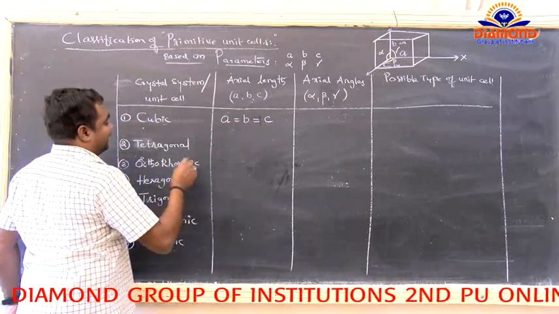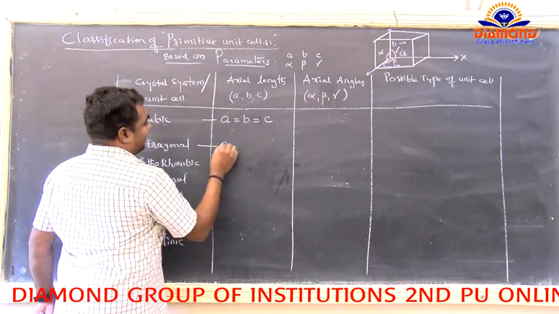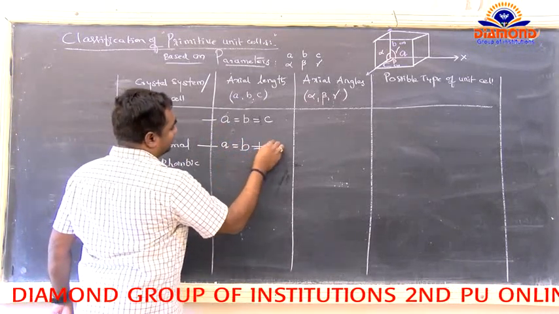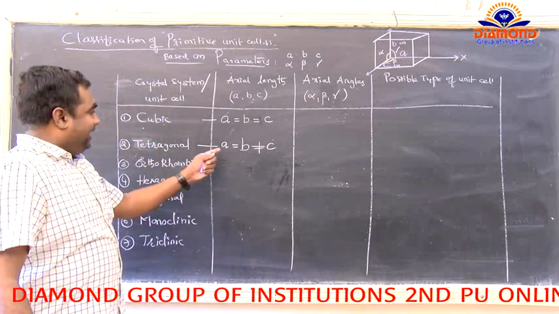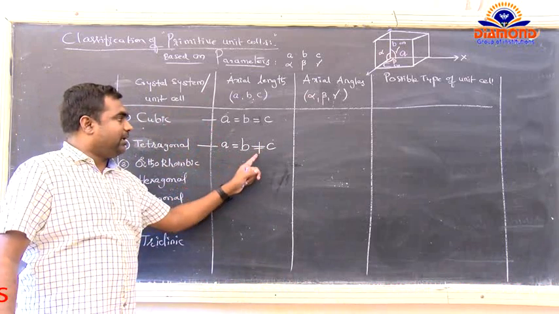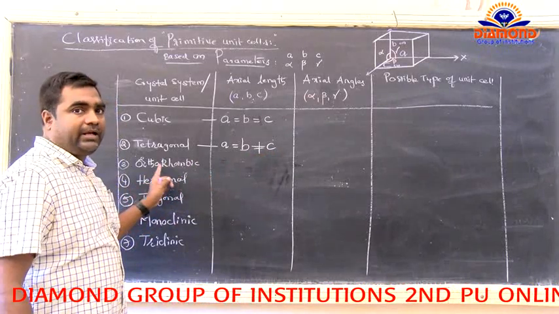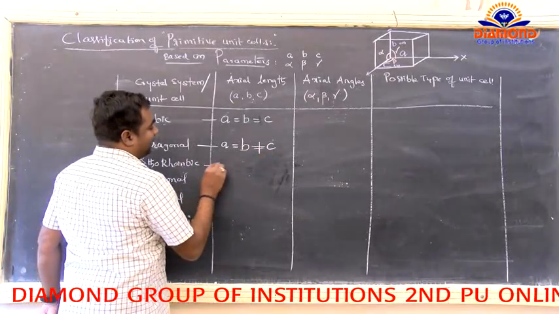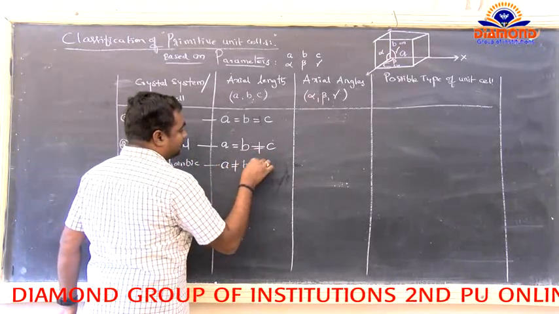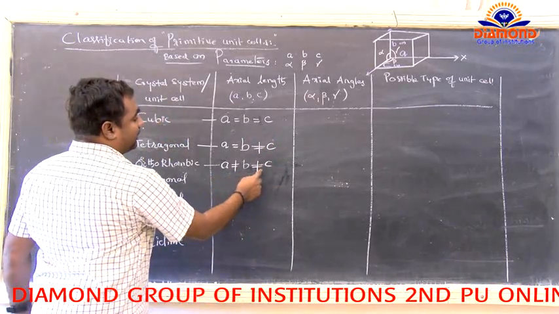Next comes the tetragonal. Here in the tetragonal unit cell, the length is equal to breadth, but it is not equal to the height. Next, the third one, orthorhombic. Here the length is not equal to breadth is not equal to the height. So a not equal to b and not equal to c.